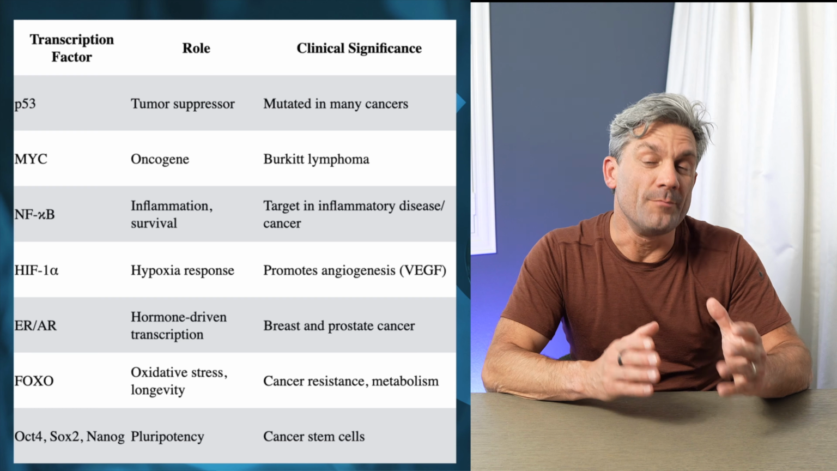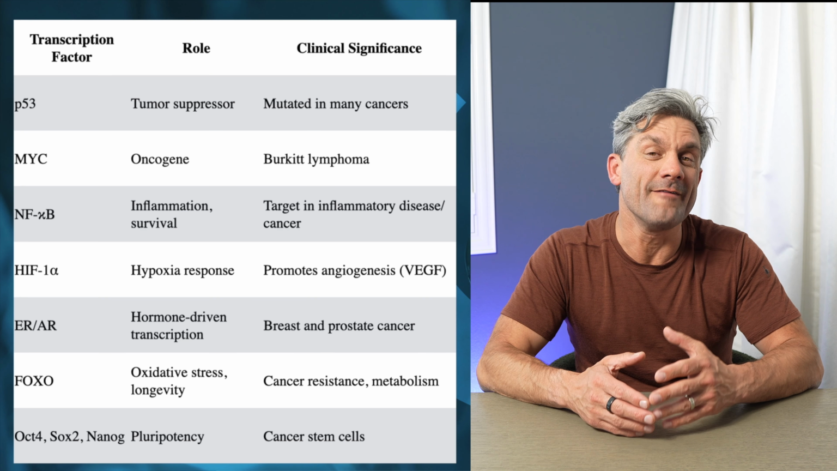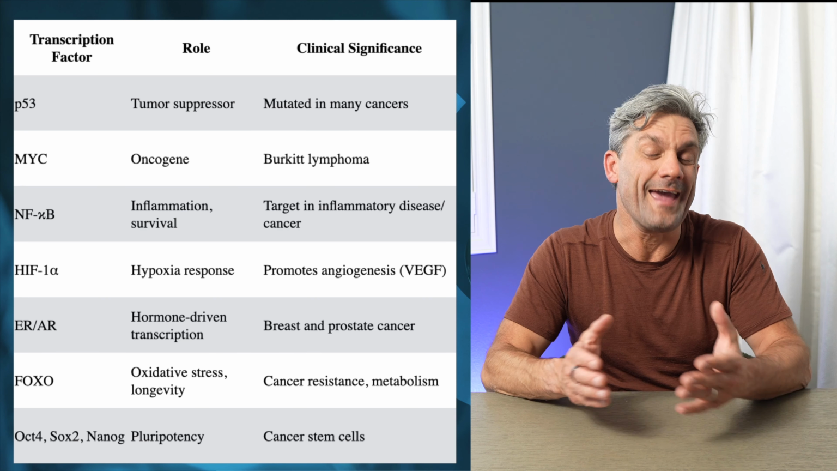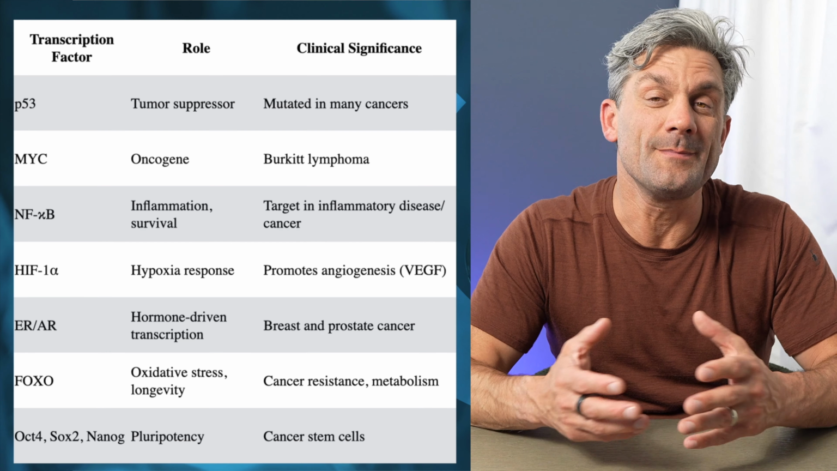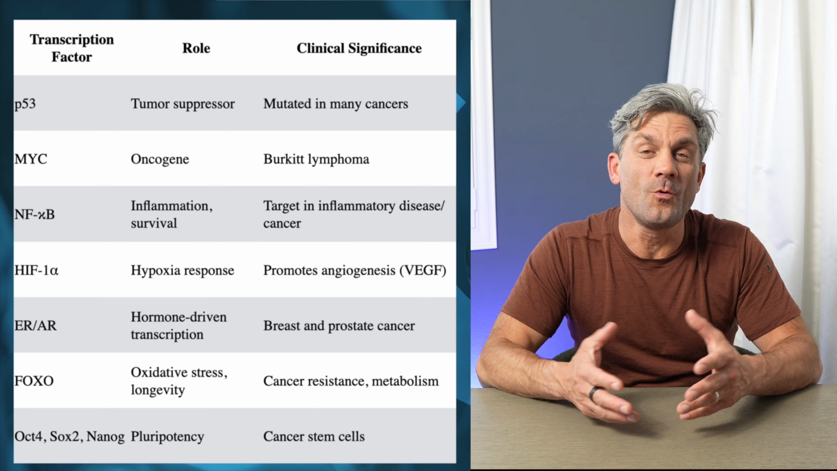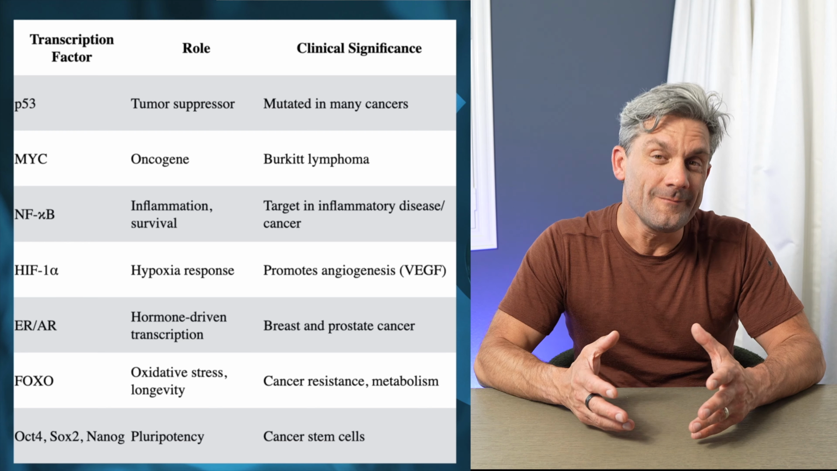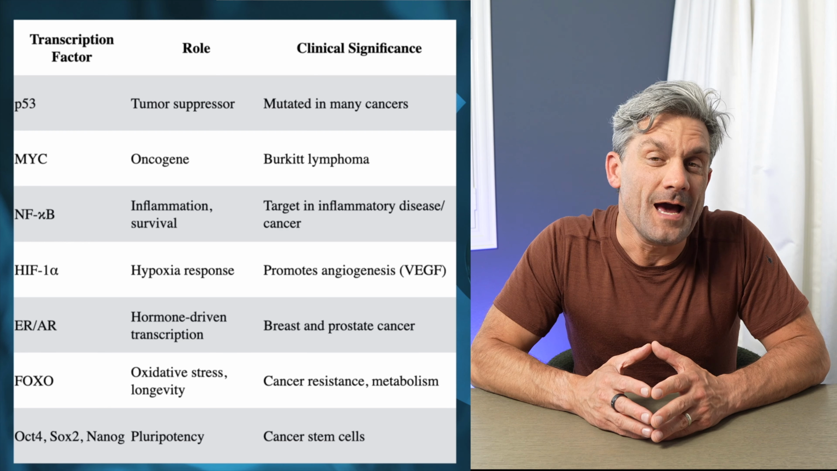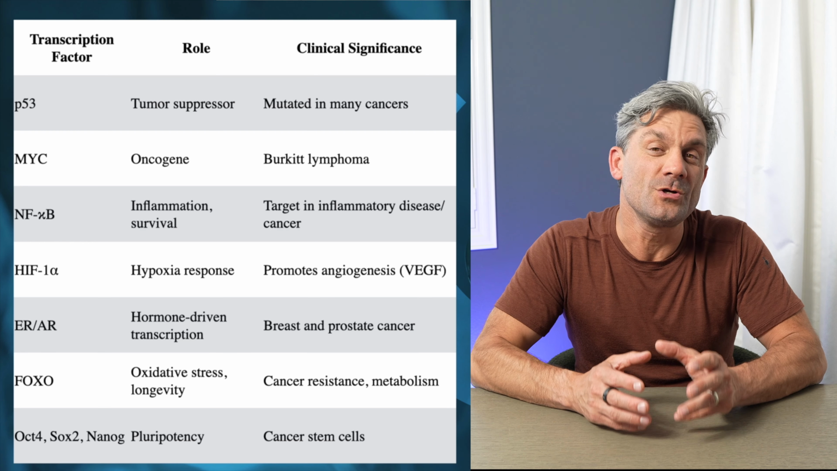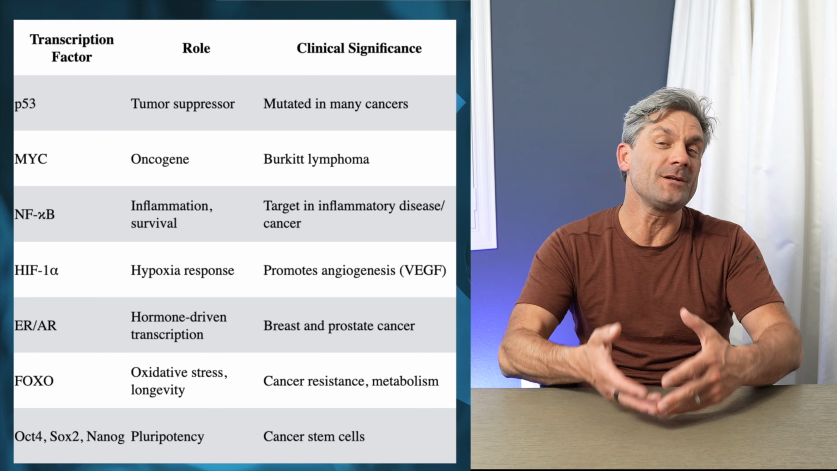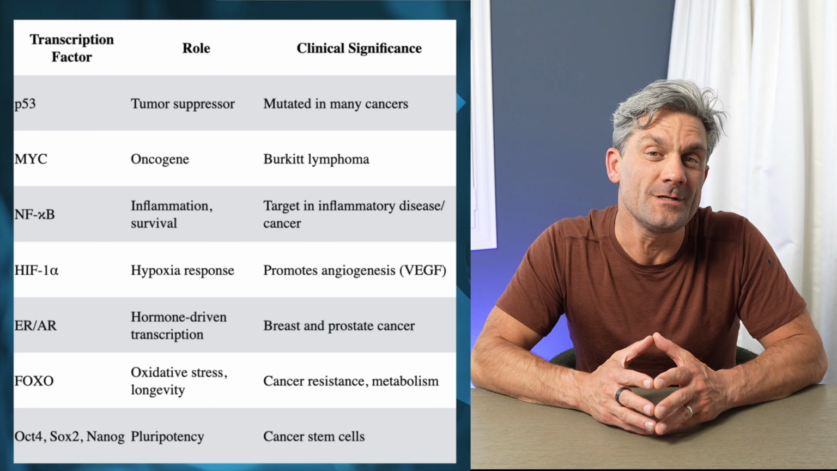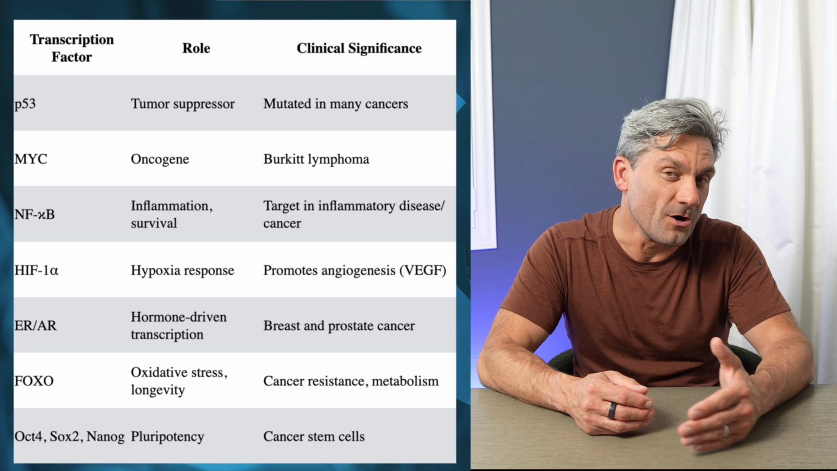With respect to breast and prostate cancer, we have estrogen receptors, we have androgen receptors. FOXO is related to oxidative stress and metabolism, and OCT4, SOX1, and NANOG. This might ring a bell as Yamanaka factors when it comes to creating pluripotent stem cells. So this is just a list of growth factors that came up on your exams, also important for targeted therapy and different actions within metabolism and cellular division.